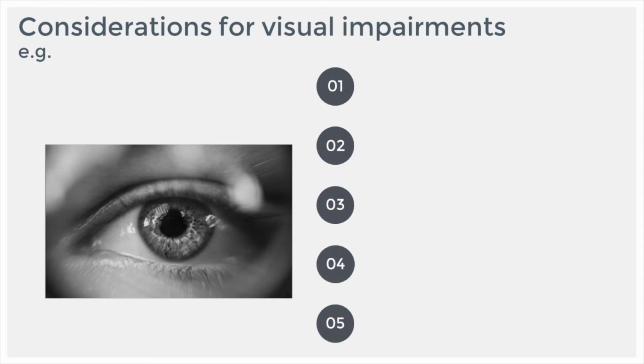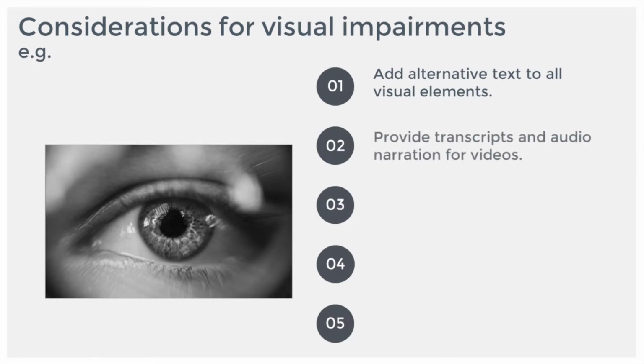We'll start with vision, and probably the most important thing we can do to improve the accessibility of all of our digital resources, which is to add alternative text to all visual elements. This is the first of the WCAG 2.1A standards because it's so essential for digital accessibility. The second is to provide transcripts and audio narration for videos.